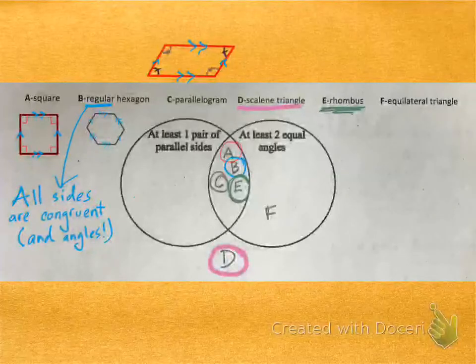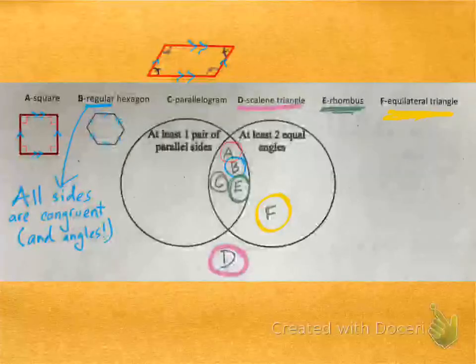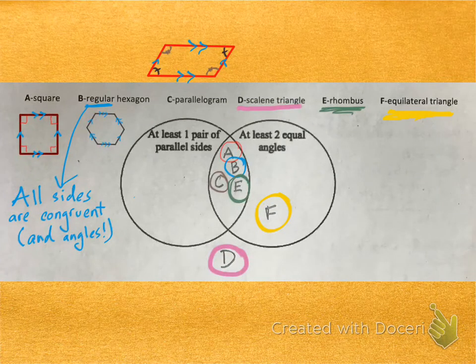And last but not least, here we go, equilateral triangle. All sides are the same on an equilateral triangle, and all angles are the same also. So it goes there in that right-hand circle, but it does not have a pair of parallel sides.